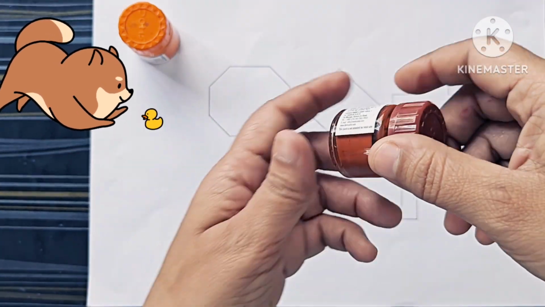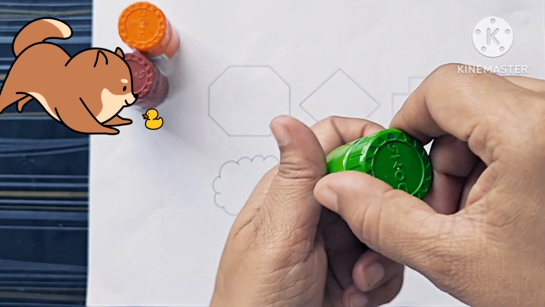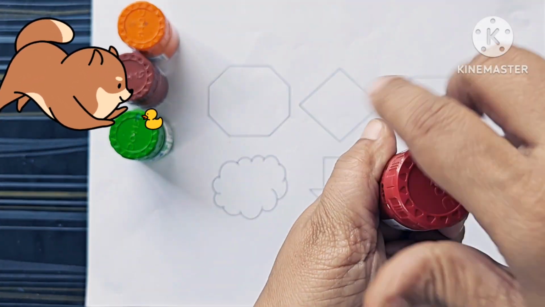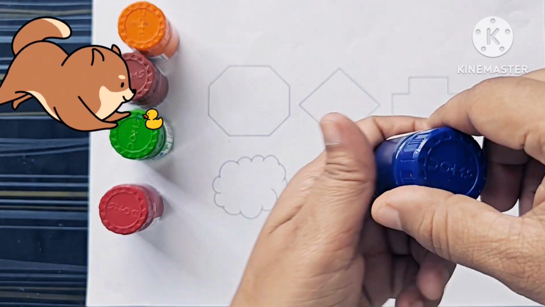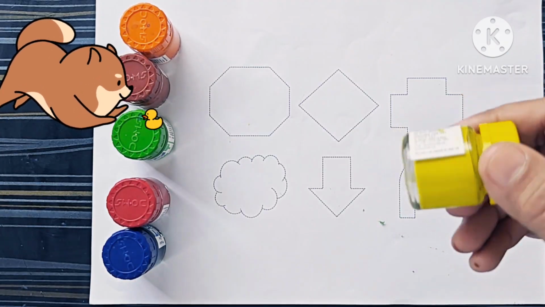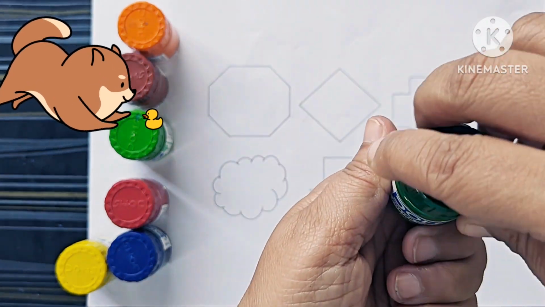Orange color. Brown color. Light green color. Red color. Blue color. Yellow color. Dark green color.